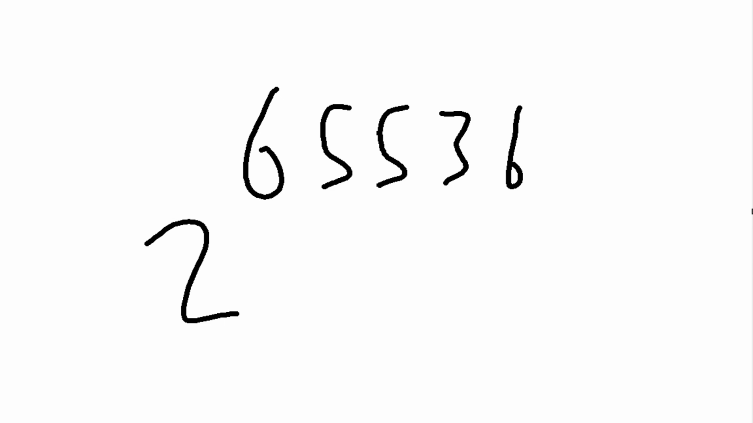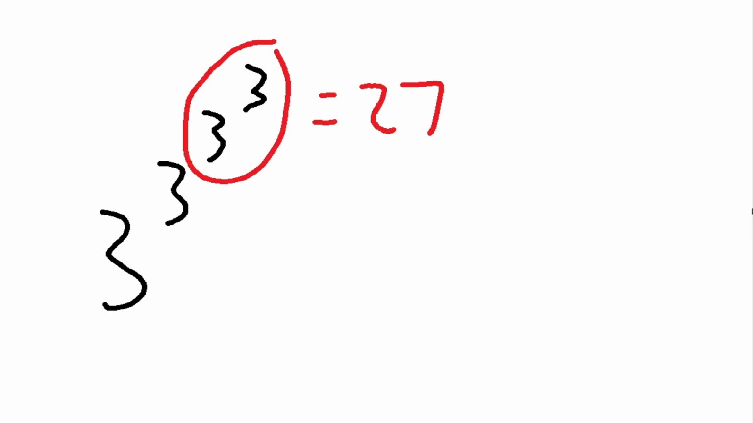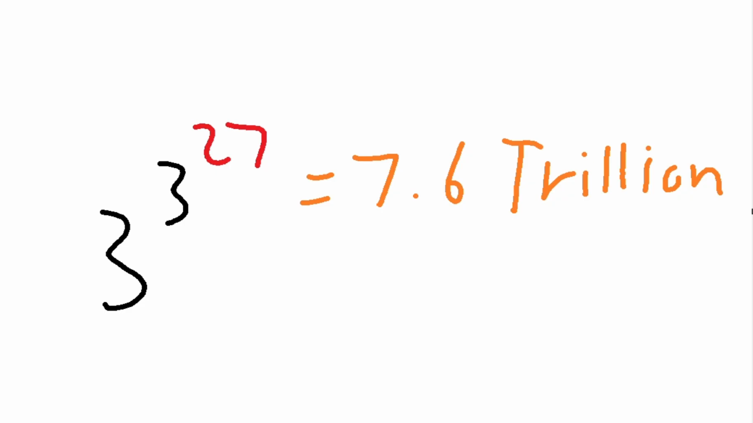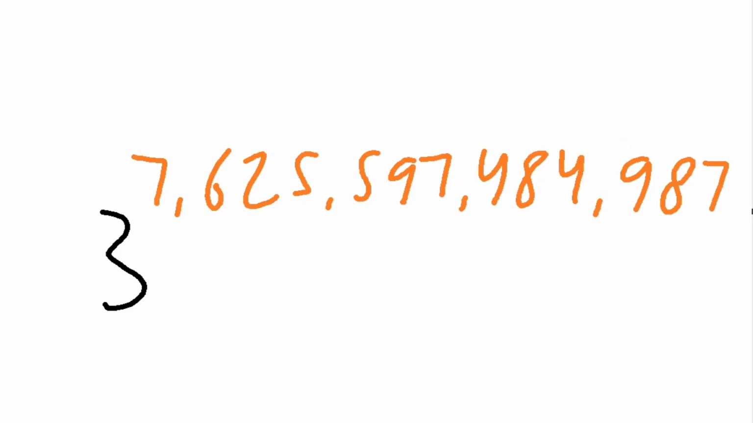Even something as small as 3 tetrated to 4 will give an overflow error. 3 to the power of 3 is 27. 3 to the power of 27 is 7.6 trillion. 3 to the power of that will send your calculator back to therapy. So don't do that. Don't send your calculator to therapy.